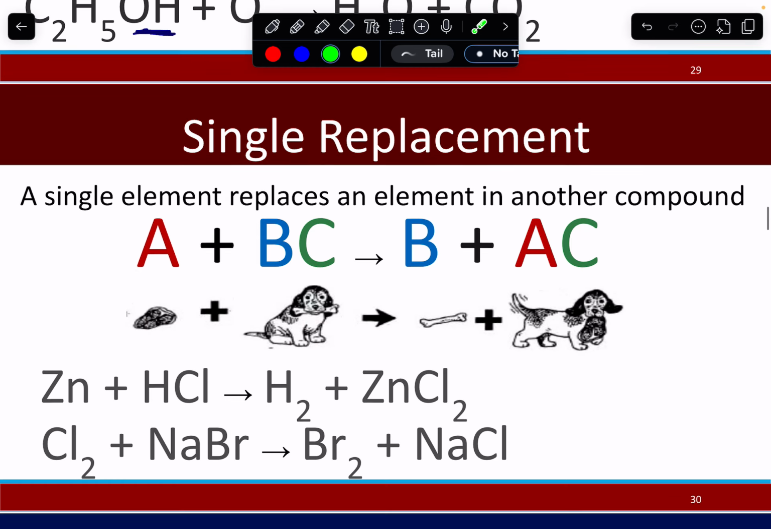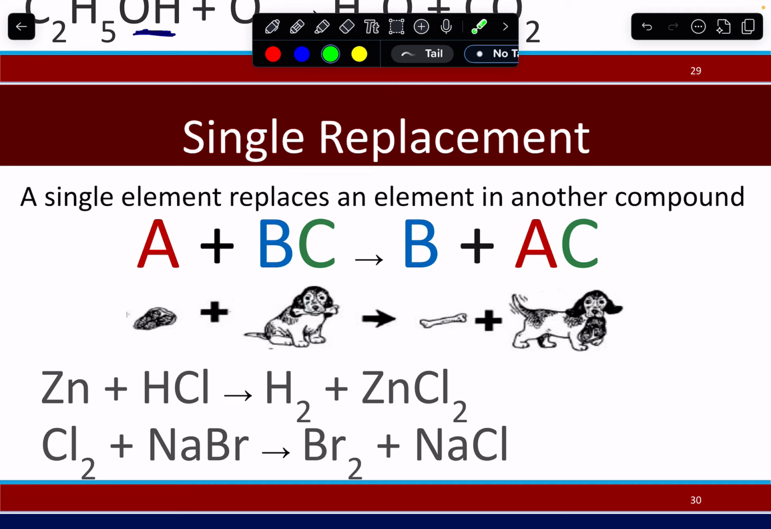Our fourth type is a single replacement. All right, a single replacement is when you have a single element, hence the word single replacement. So a single element replaces an element in another compound. So you have a single element represented by A, you have a compound represented by B being right next to and connected to C that will yield B, and then so another element, and then a new compound.